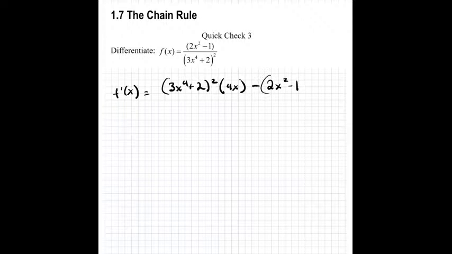So we have to use the chain rule. I'm going to drop down because I'm going to run out of space. So the chain rule is going to be, I'm going to put my times there, 2 times 3x to the 4 plus 2. The exponent becomes a 1, times the derivative of the inside function.